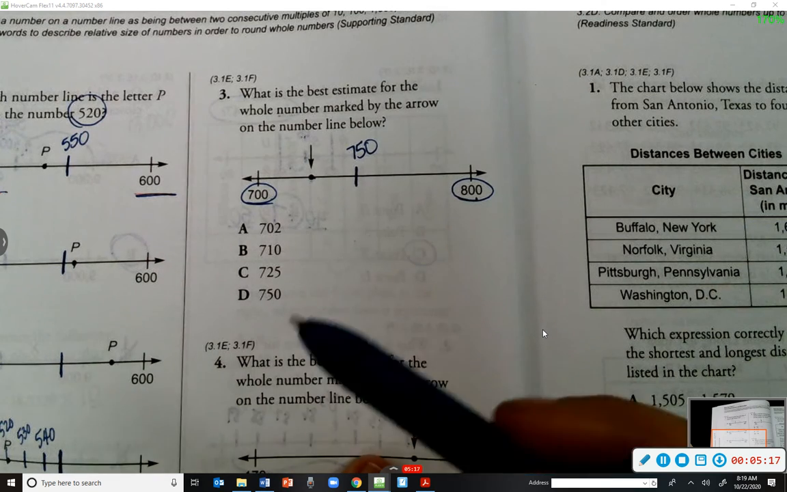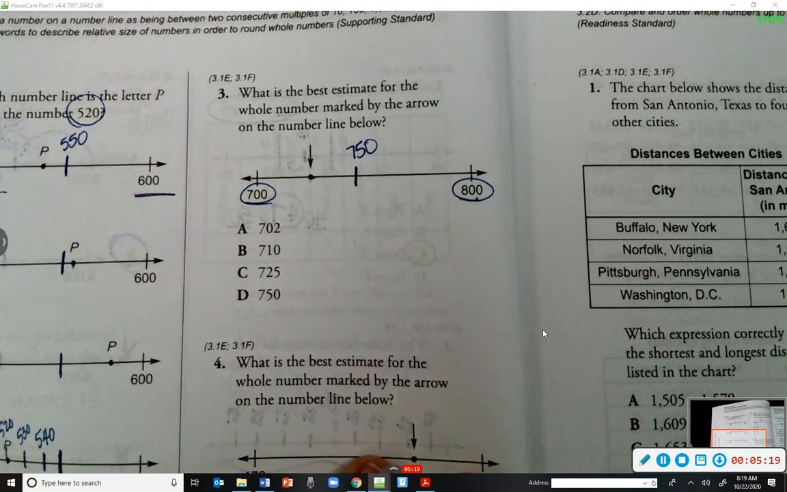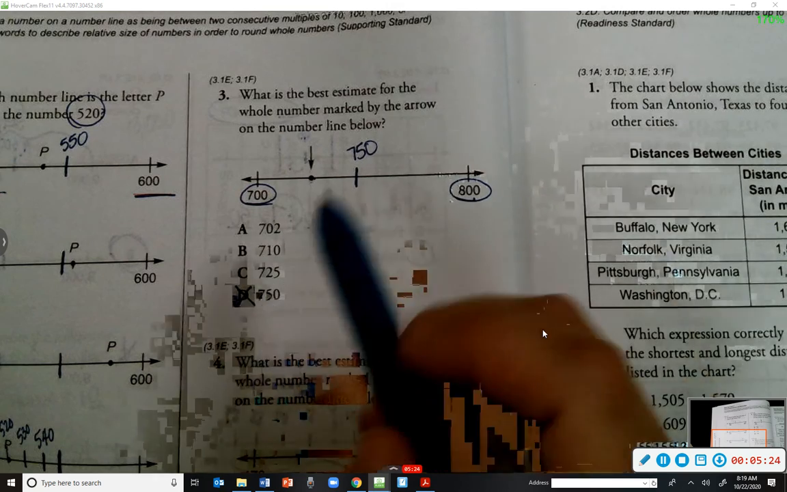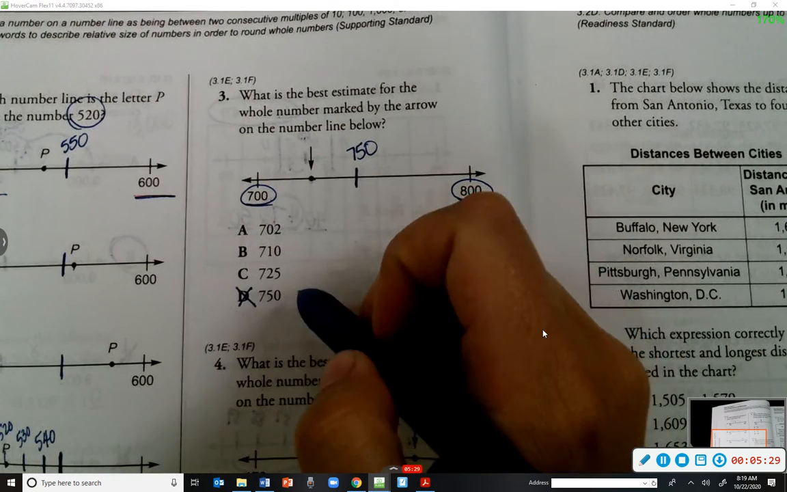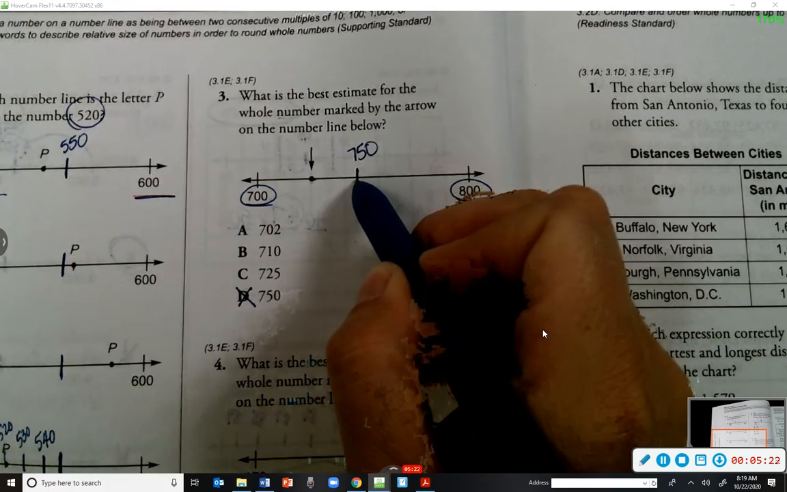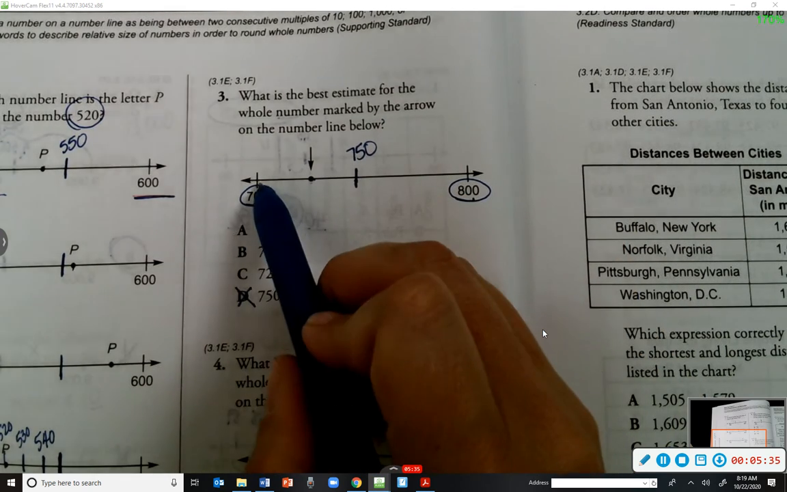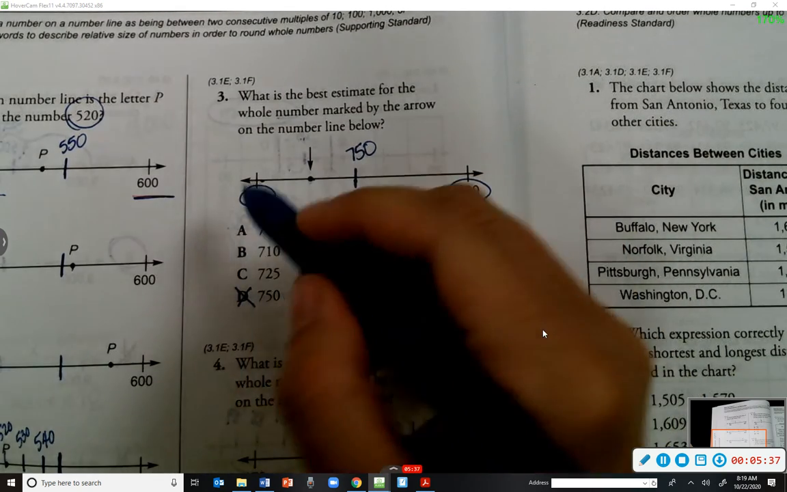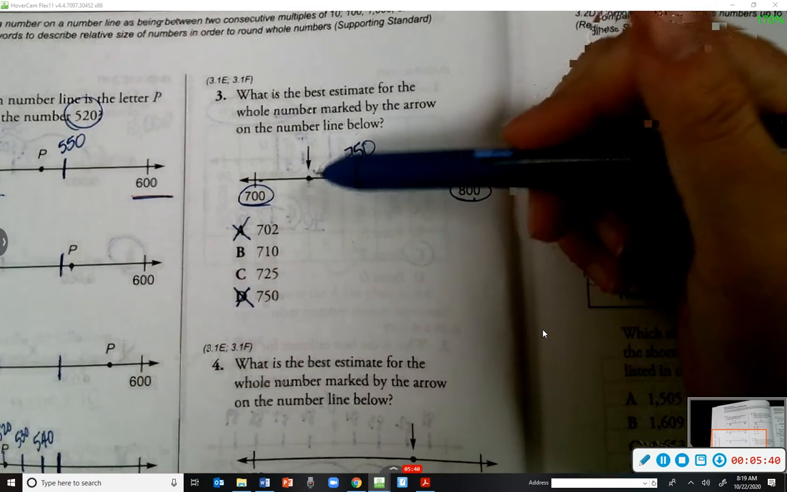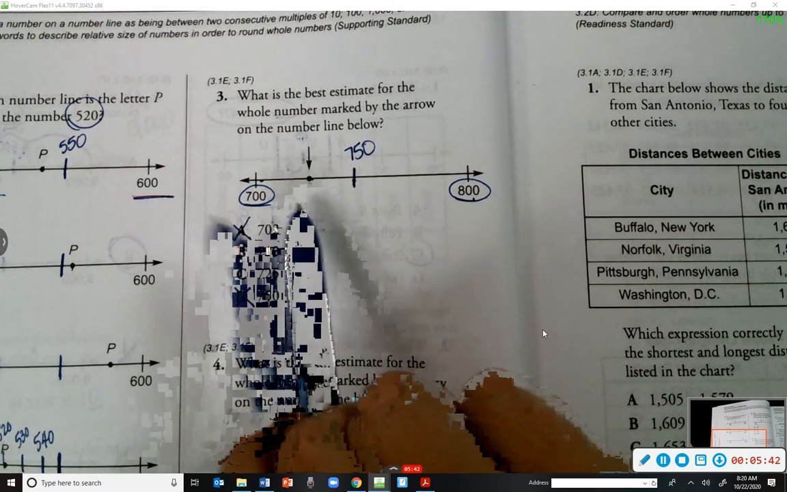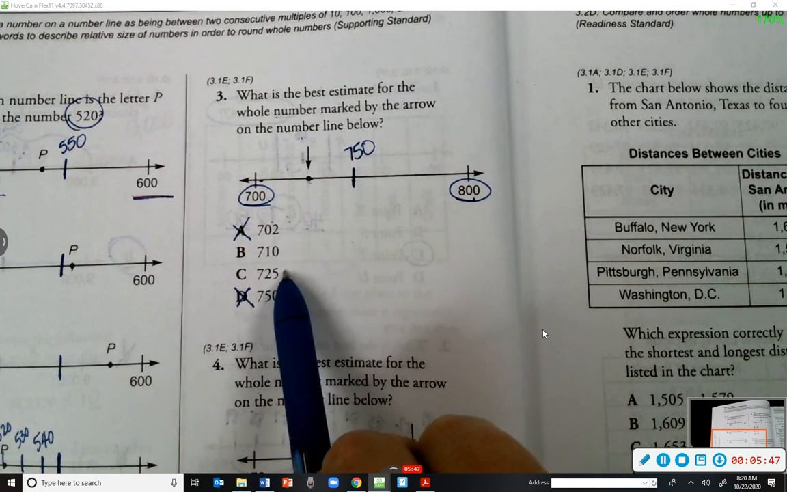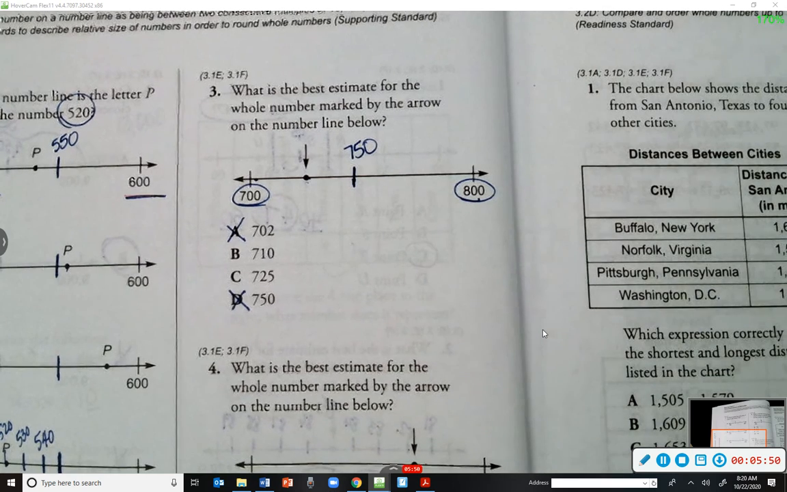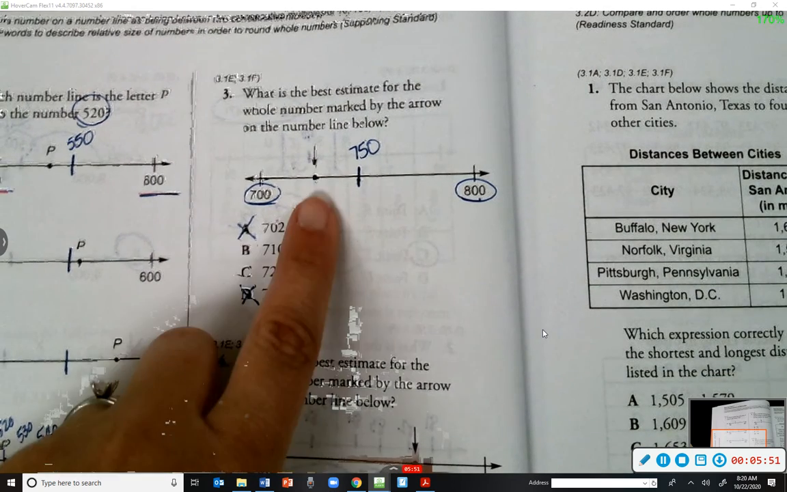Now let's look at our answer choices. Can I eliminate any right off the bat? Which one? Eliminate D and A. D and A, good, because these are very obvious they're not correct. D is right in the middle. A, you know it's going to be really, really close to the end. Now let's see. This dot is right in the middle, almost between 700 and 750. So think about that. Which number, 710 or 725, would be our dot?